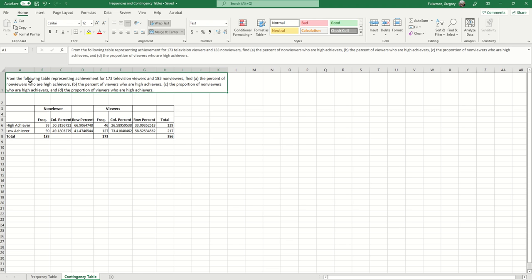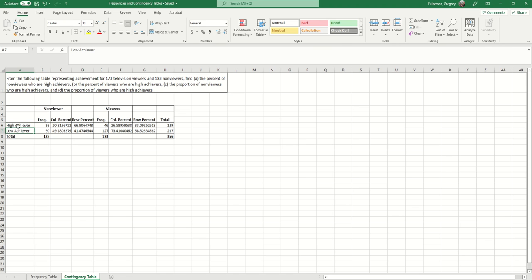So the example here says, from the following table representing achievement for 173 television viewers and 183 non-viewers, so people who watch television and people who don't, find the percent of non-viewers who are high achievers. Okay, so we have high and low achievers here on the rows. Let's make that bold. And over here, we've got our viewers and our non-viewers of television.